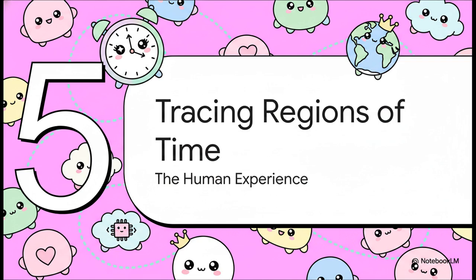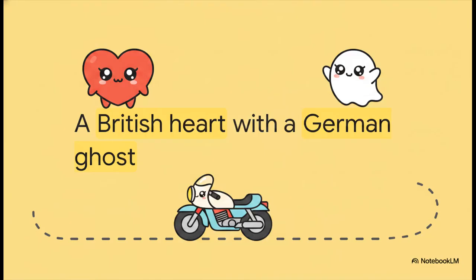Section 5. Tracing regions of time. I want to slow the pace down for a second here and bring this all back to the personal human experience. Consider this beautiful line: a British heart with a German ghost. This comes from a poetic reflection on a massive trans-European motorcycle journey. It powerfully represents a single human being physically moving across the exact same invisible layers of history, conflict, and borders that we've just been analyzing.